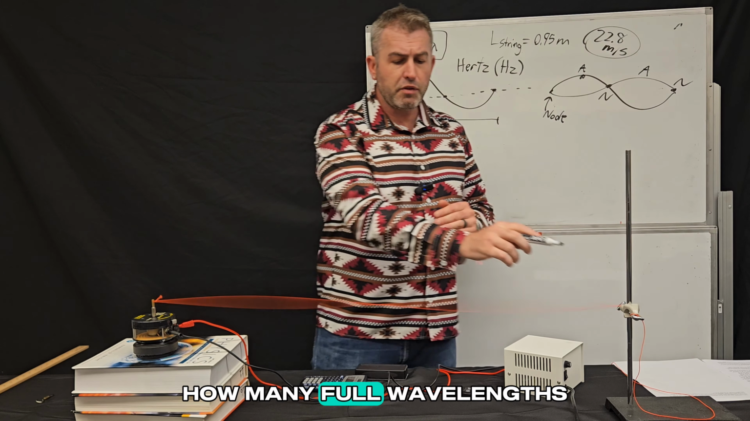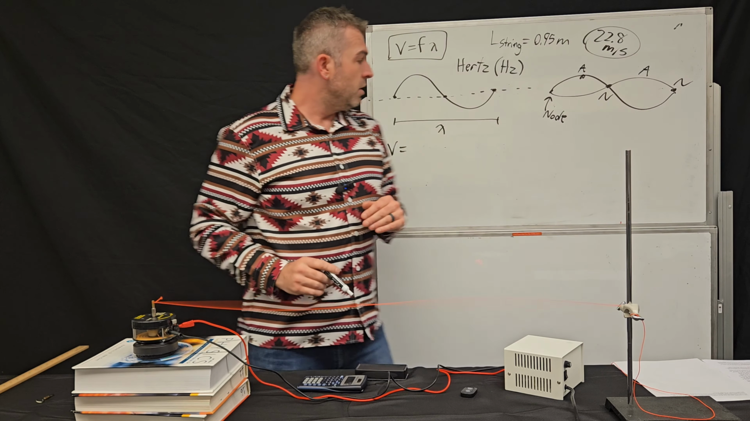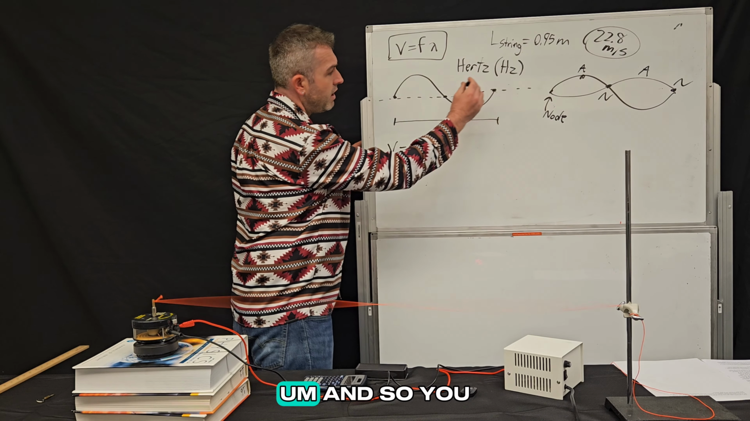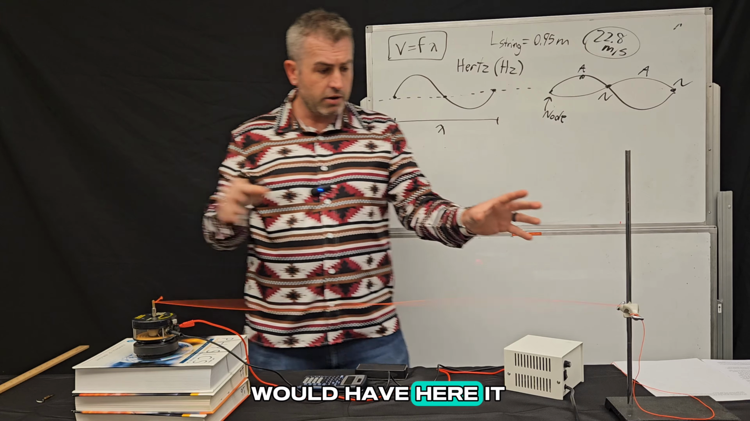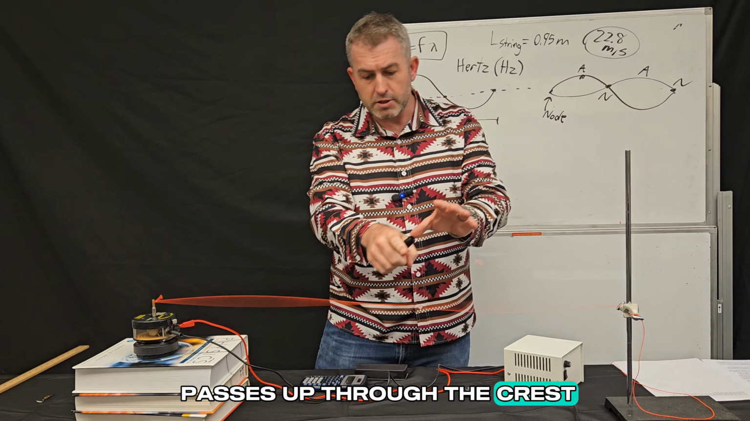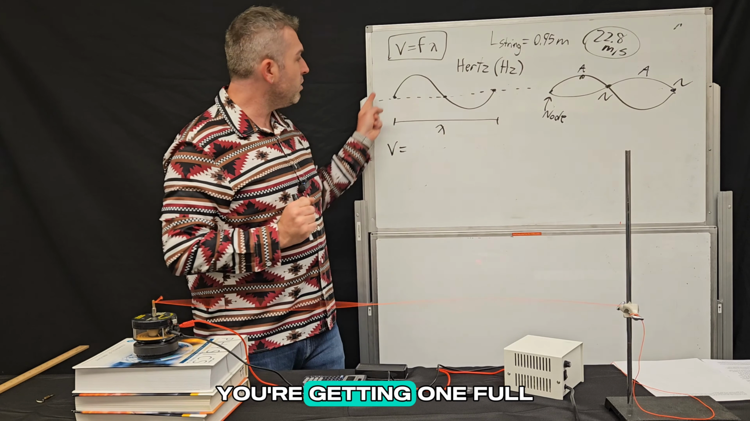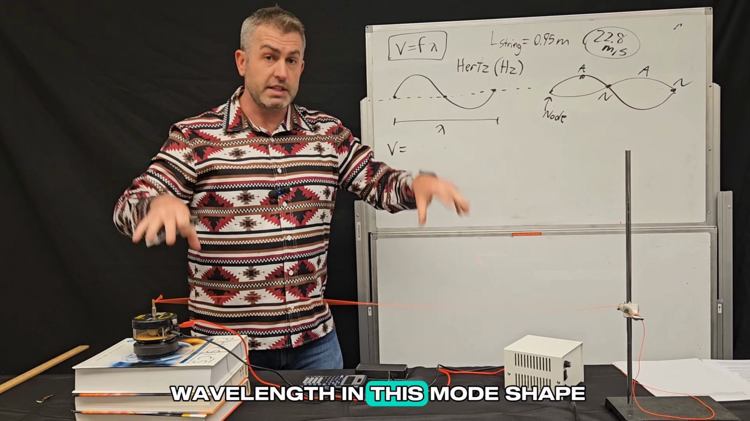So now looking at this second mode shape, or the second harmonic that we have produced here, how many full wavelengths do you see here? Well, there's actually one, right? Remember we said a wavelength will look like this. And so you would have here, it passes up through the crest, goes back to a node, to a trough, back to a node again. You're getting one full wavelength in this mode shape.